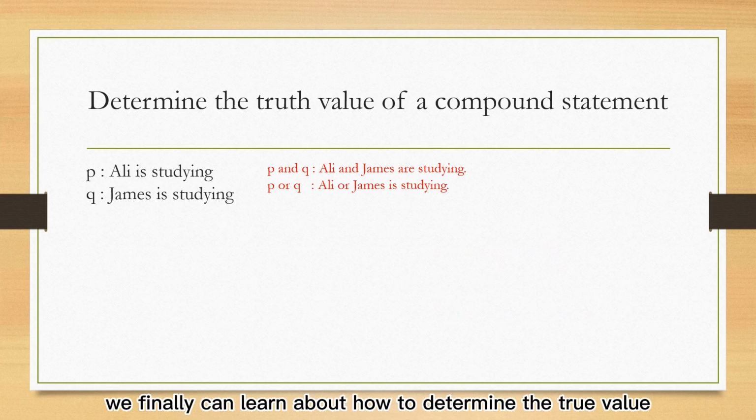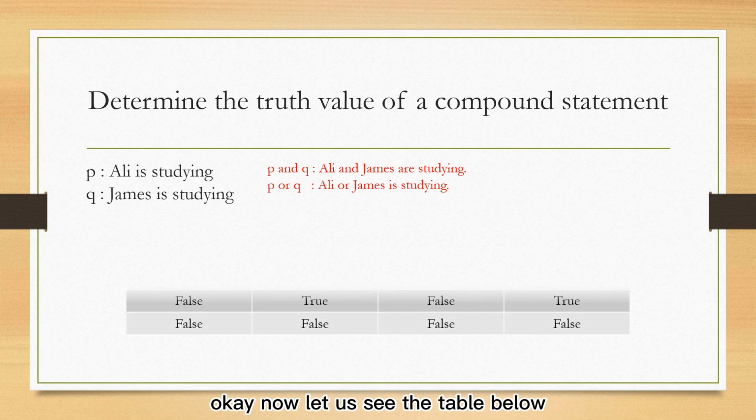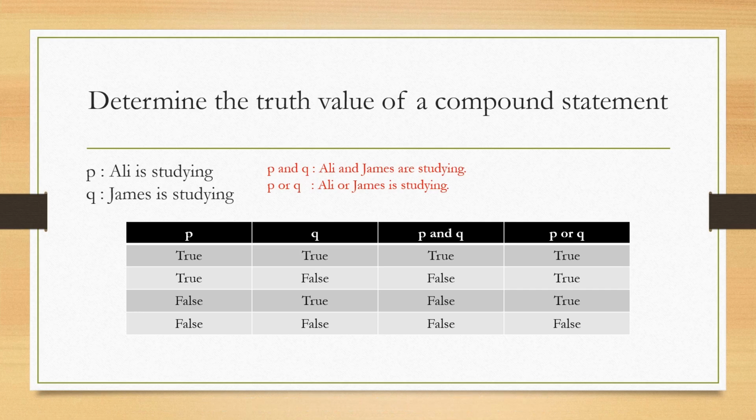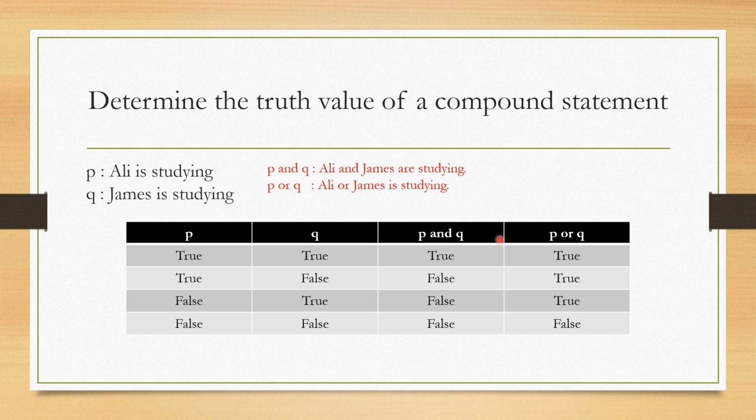After that, we finally can learn about how to determine the true value of a compound statement. Okay, now let us see the table below. In the first line, P and Q are true. It means that the compound statement P and Q is true because both of them studied. It means that the compound statement P or Q is true.